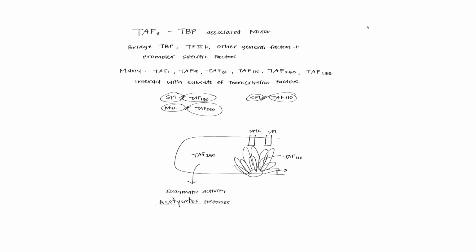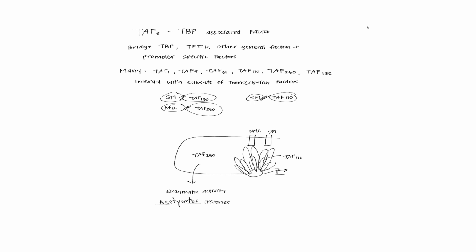So there's another level of complexity. In addition to the binding of these promoter-specific transcription factors upstream, you also have to have the proper TAFs associated with the complex. So yet another level of control of transcription.